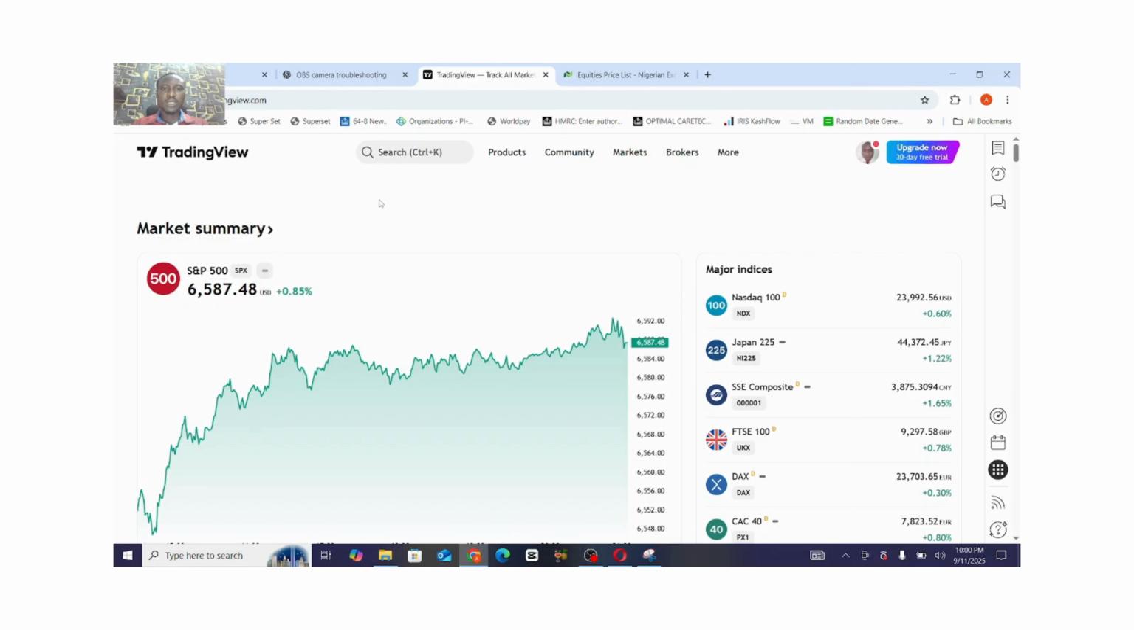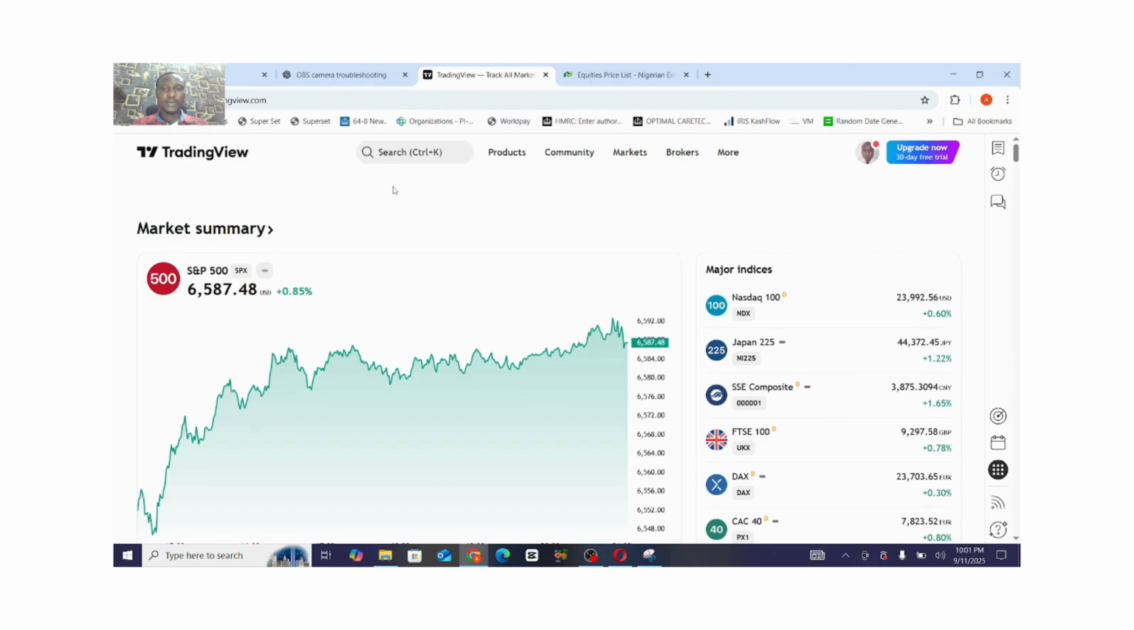So basically, what is technical analysis? It's simply using graphs, charts, and price actions to predict the next price movement for stocks, shares, cryptocurrencies, or other financial instruments. Okay, but for the purpose of this class, we'll be talking about using technical analysis to analyze price movements and to forecast price movements of Nigerian stocks.